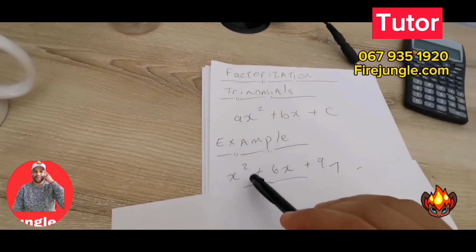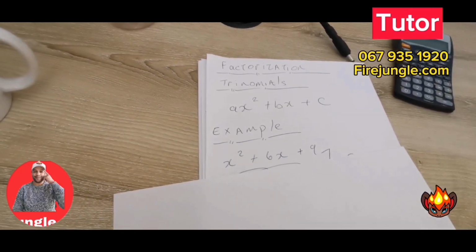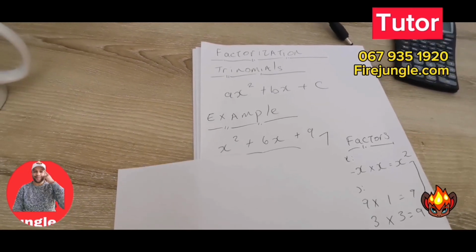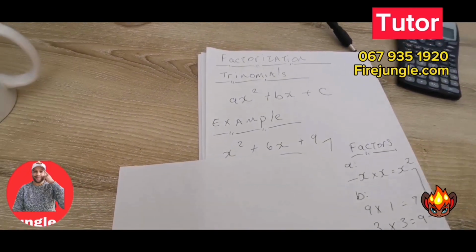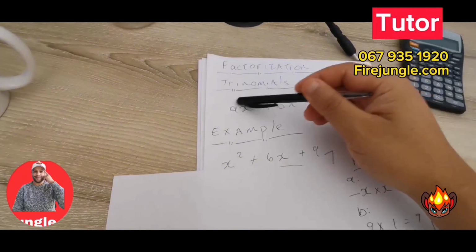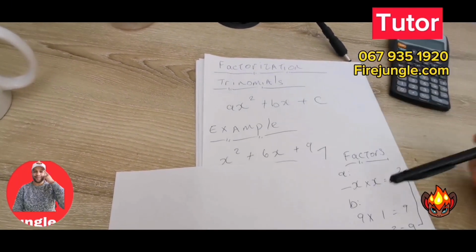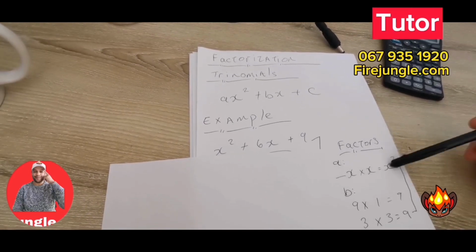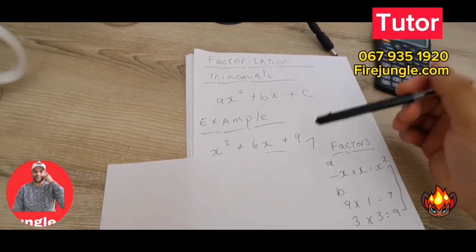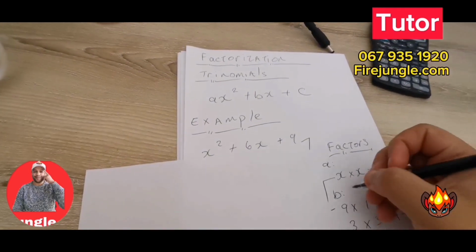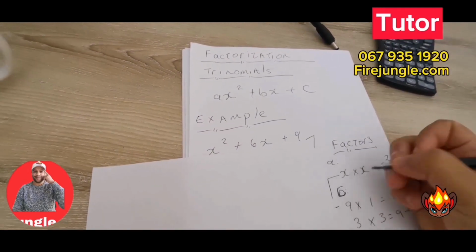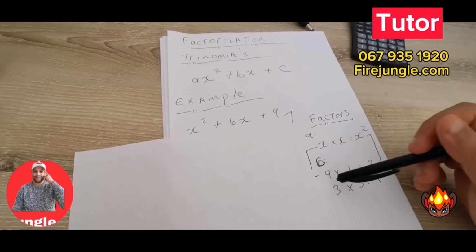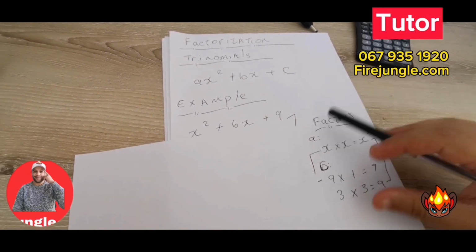Let's say we have ax squared plus 6x plus c, and we want to factorize this trinomial. What we can do is break down the factors. Let's break down the factors of the a term, the one with the square in the front. The factors of the a term are just x times x, which gives us x squared. And we have to break down the factors of the c term. The factors of 9 are 9 times 1 and 3 times 3.